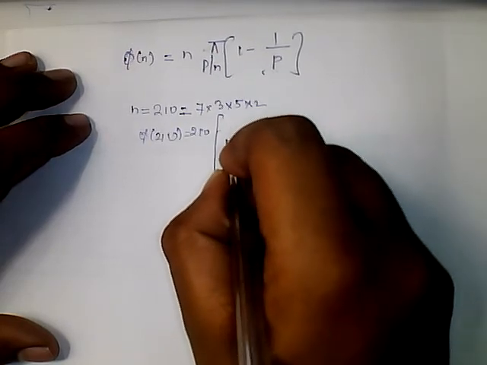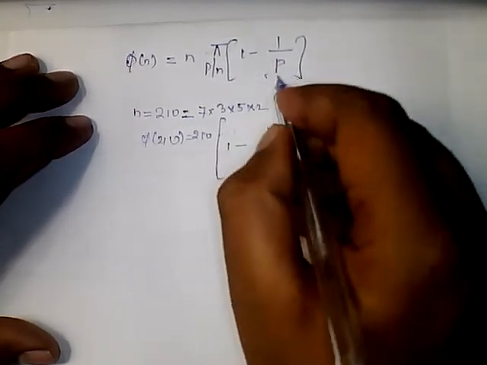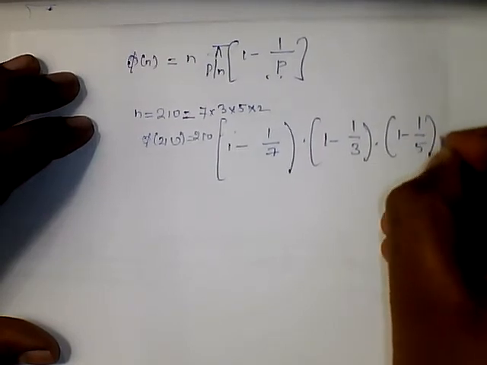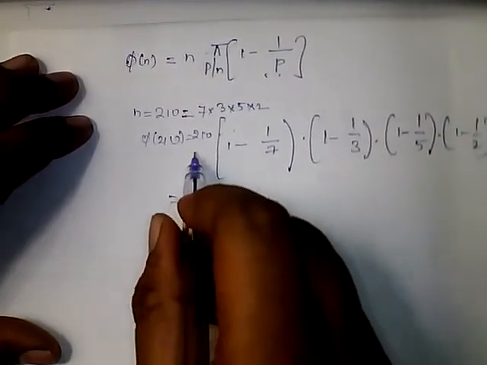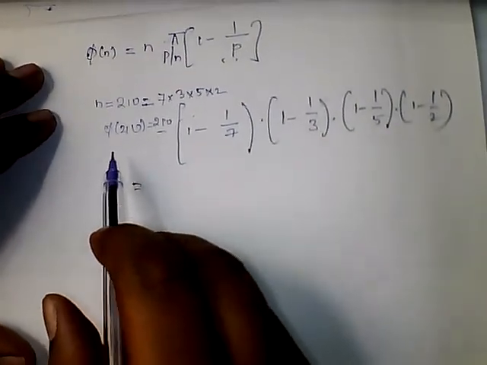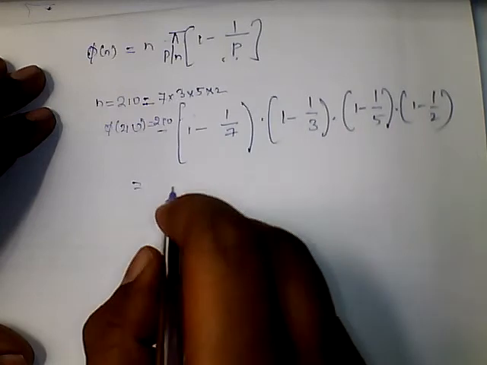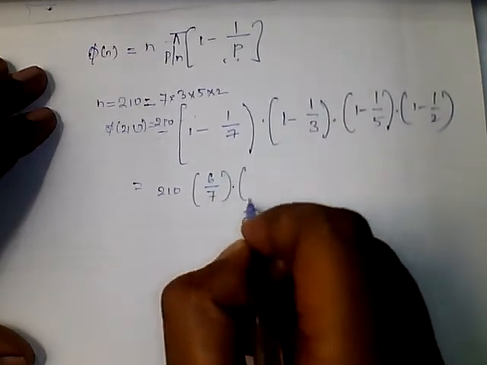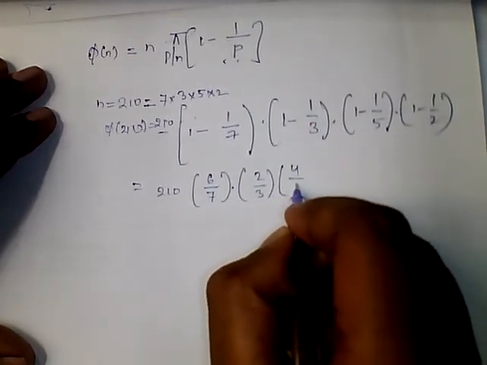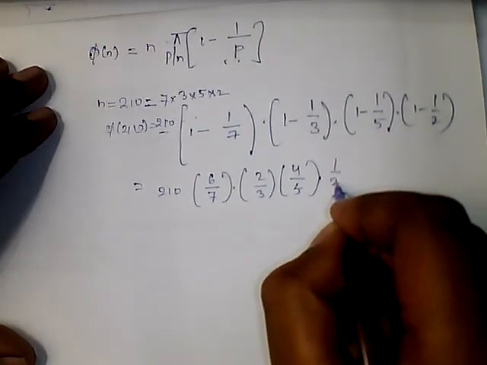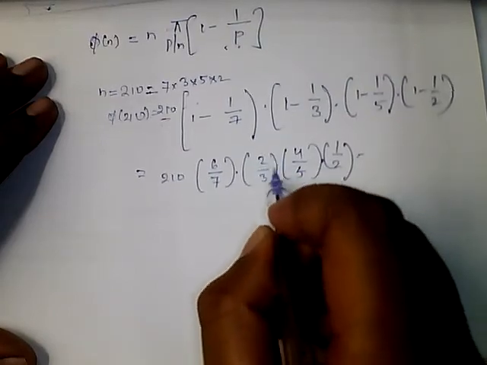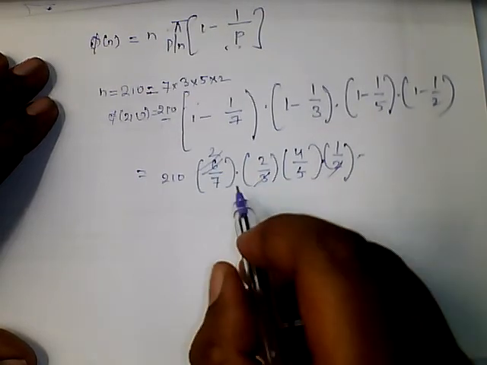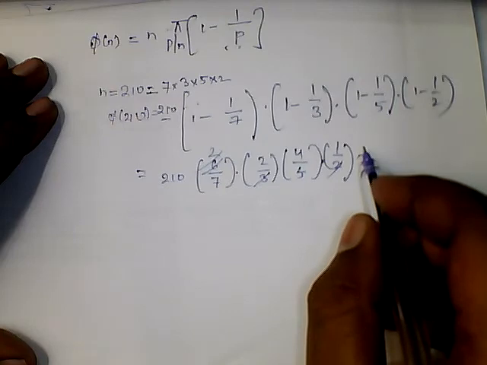From this we have 1 minus 1 by 7, the same formula that we are using, into 1 minus 1 by 3 into 1 minus 1 by 5 into 1 minus 1 by 2. So for bigger numbers you can calculate, previously I said how do you calculate if I give you bigger numbers. You can use this formula to calculate that: 210 into 6 by 7 into 2 by 3 into 4 by 5 into 1 by 2. From this we can cancel out 3, 2, and then 2 will get cancelled out, and then we have 7 divided by 2 and 4 is divided by 7.